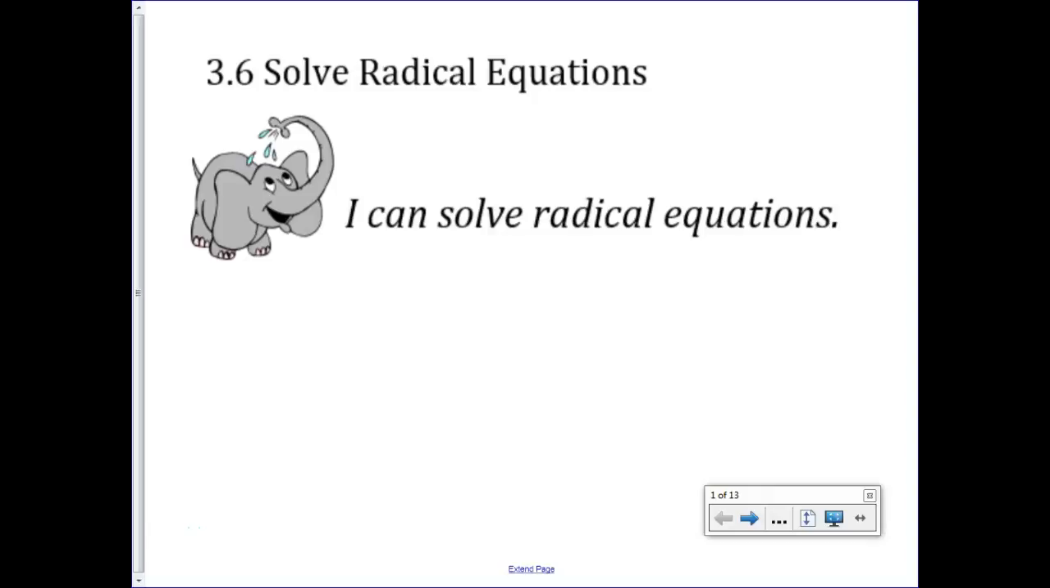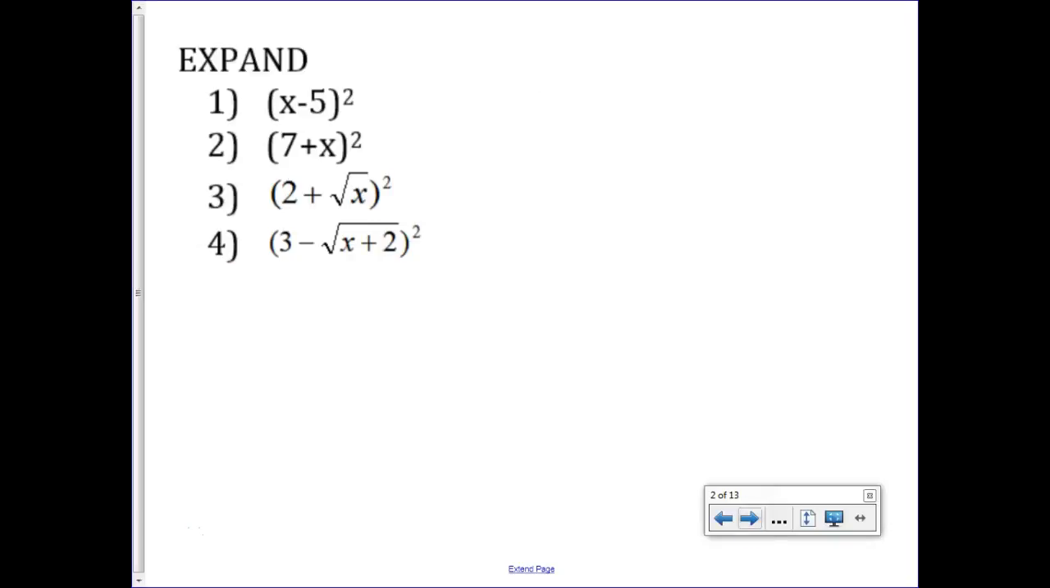Alright guys, today we are looking at our final set of notes for the entire semester. So we are nearing the end at this point. We are looking at solving radical equations today.